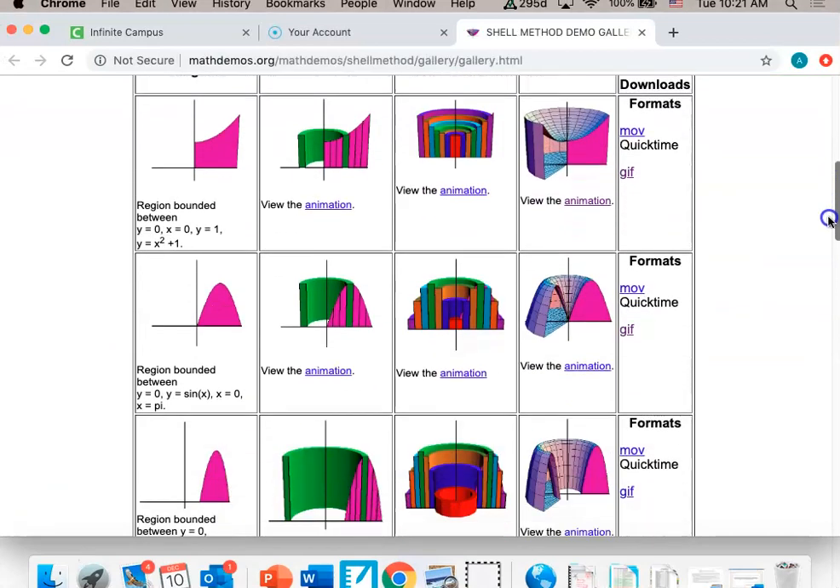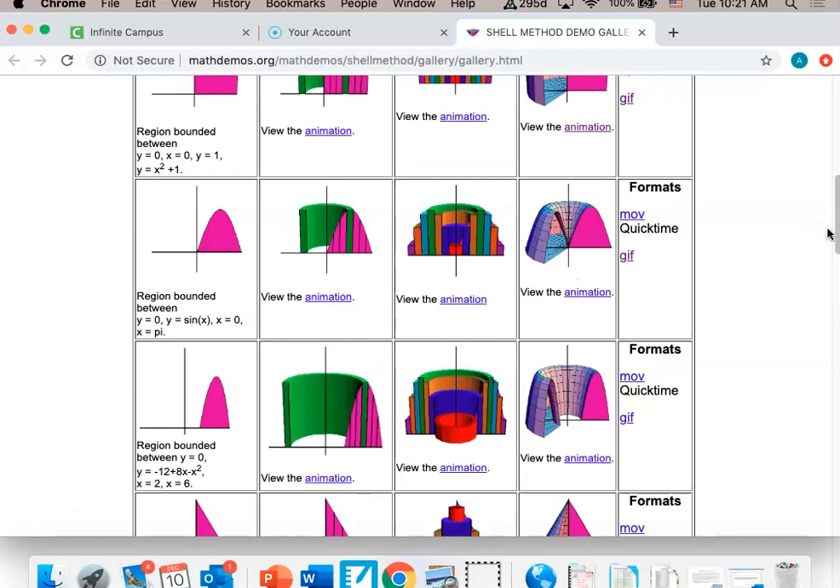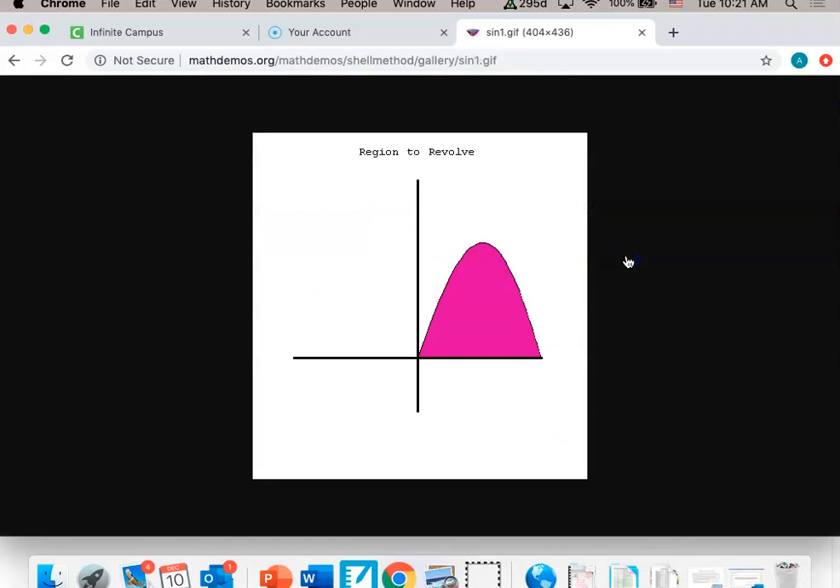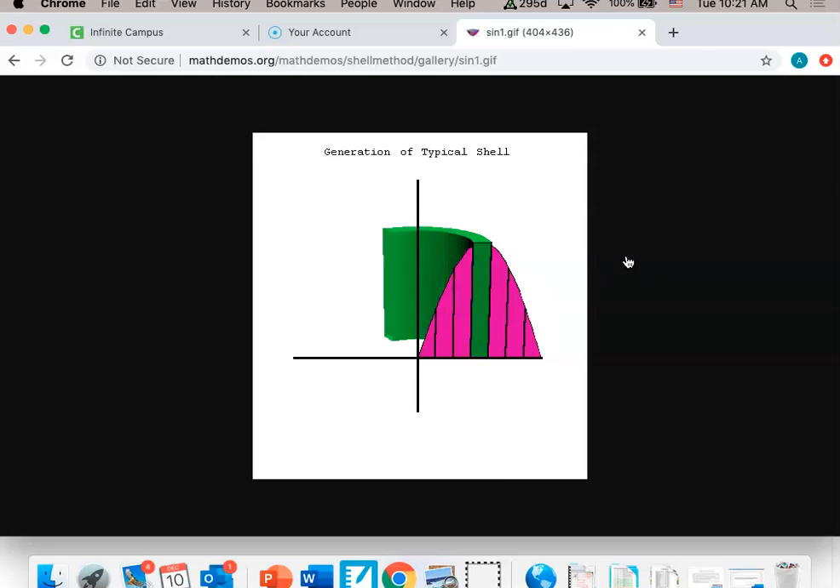So shell method, so pretend this is like that same blue region, all right? That we're revolving. It's not exactly the same blue region, but just pretend. All right. So if this is that blue region, what we do is we split it this way. Normally we'd split it this way into washers, but this time we're splitting it this way. And a shell is basically like the surface area of a cylinder with a little bit of thickness. That's what they're calling a shell.